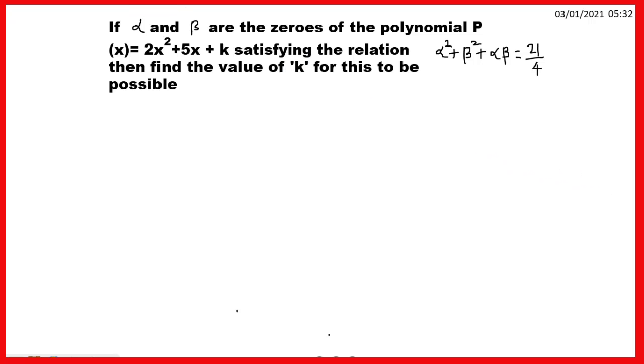Friends, here is a question. If alpha and beta are the zeros of the polynomial p of x is equal to 2x square plus 5x plus k, satisfying the relation alpha square plus beta square plus alpha beta that is equal to 21/4. Find the value of k for this to be possible.